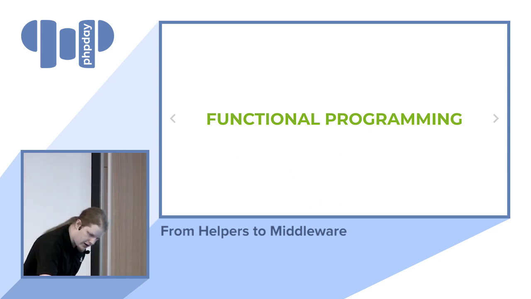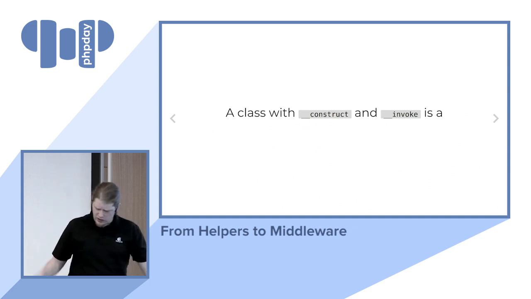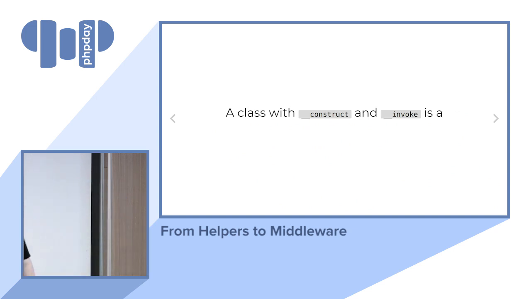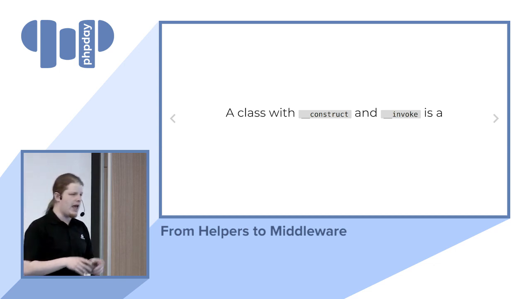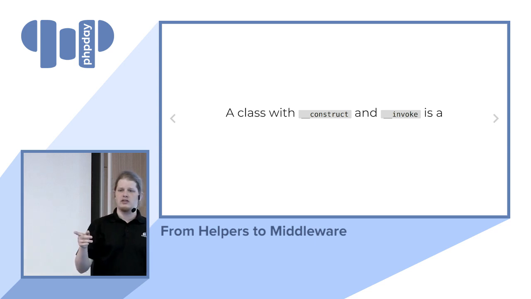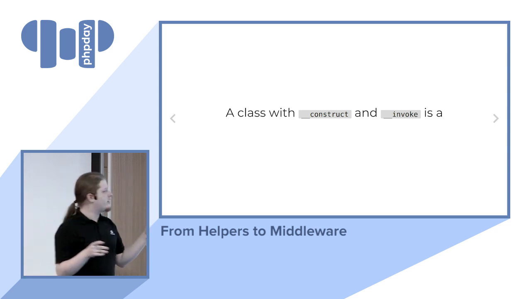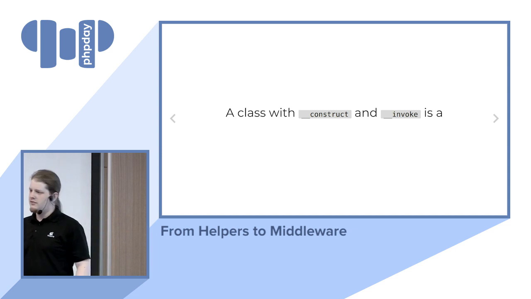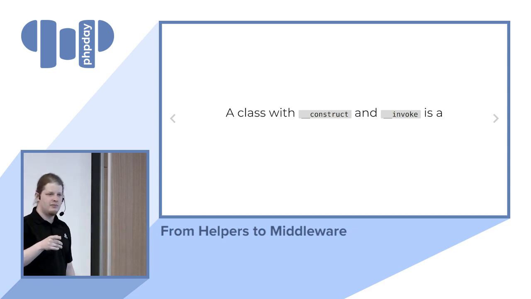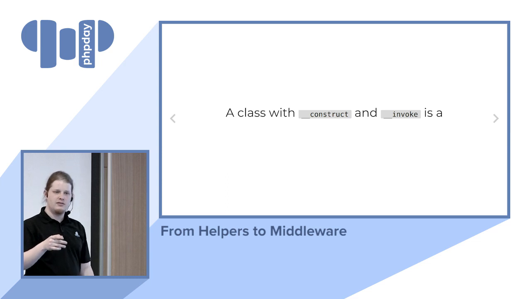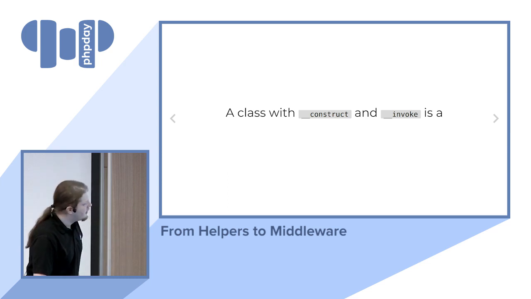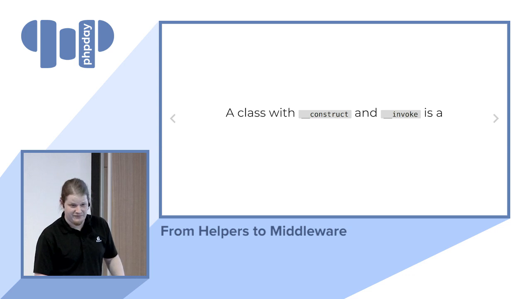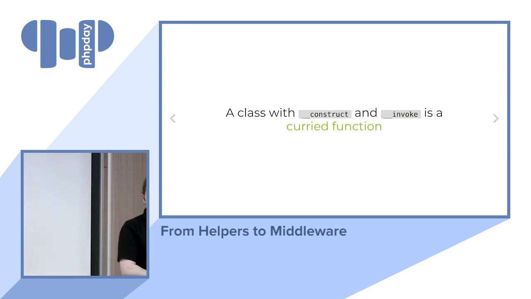So in functional programming, well, since we are in functional programming, that's a little quiz. A class with a construct and an invoke in PHP is a question mark. Who knows that? How do you call this? It's a class with a construct and an invoke. What is it? It's a callable, yes. More precisely, well, closure object, kind of. Curried function. It is a curried function.